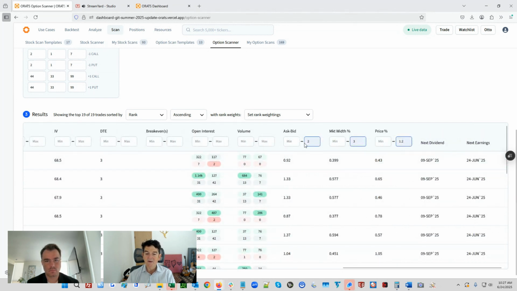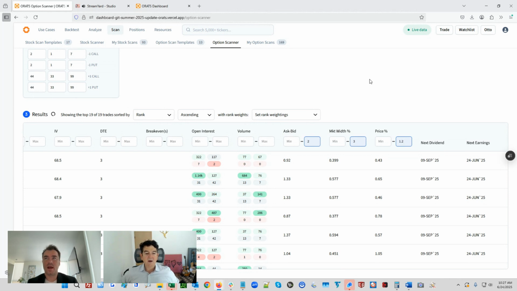I don't want the ask minus the bid absolute to be too much. I don't want the market width to be too much from a percentage standpoint, and I don't want the price to be too high. So you could set all those, so every trade you see is basically tradable. So I think that's a really cool thing to look for.